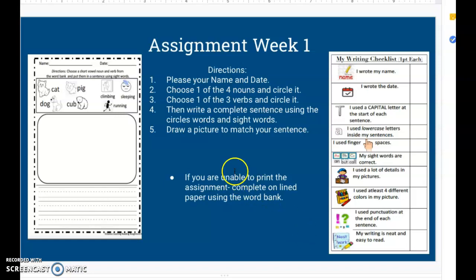All right, so we're going to write our name and date, circle one of the nouns, circle one of the verbs, write a complete sentence using the circled words and your sight words, and you're going to draw a picture to match.